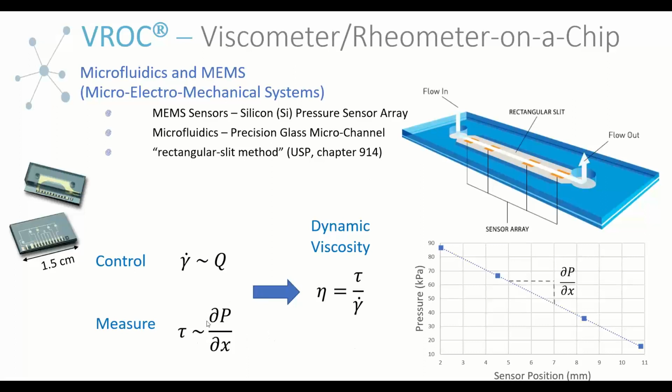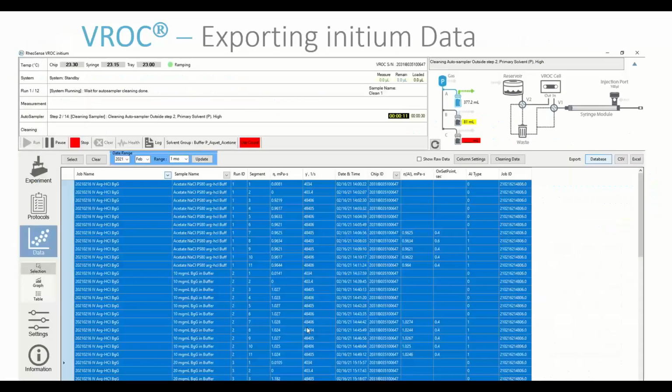And then we can use the measured shear stress and the controlled flow rate, which can be calculated into a shear rate, and use these 2 parameters to then calculate the dynamic viscosity. This technology is consistent across all of our platforms, from microVISC to m-VROC to Initium 1+. So with the basics in mind, I can now move on to how to export data from Clariti.